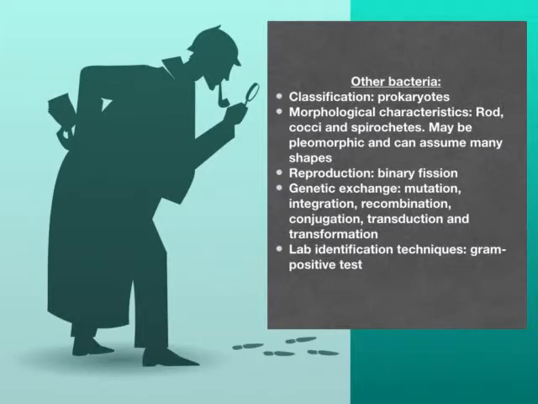Other bacteria. In terms of classification, they are prokaryotes. In morphological characteristics, they may be rod-shaped, coccus-shaped, or spirochete-shaped. They may also be pleomorphic, in which case they may assume many shapes. In terms of reproduction, they undergo binary fission. In terms of genetic exchange, there is mutation, integration, recombination, conjugation, transduction, and transformation. For lab identification techniques, a gram stain may be used.